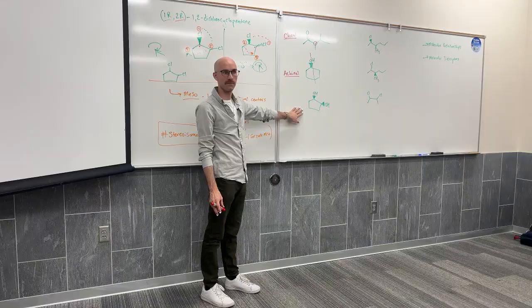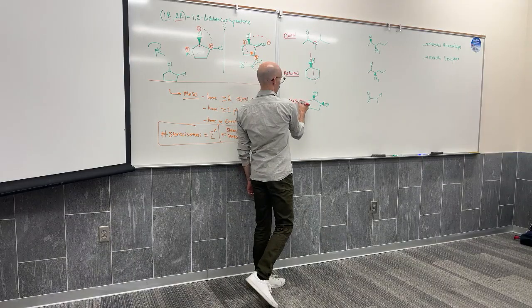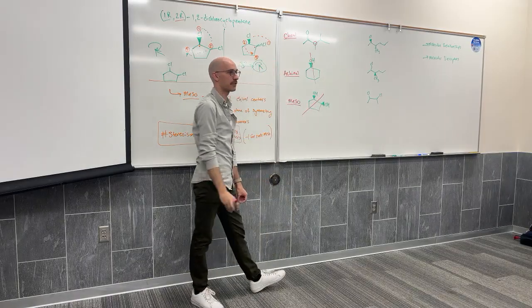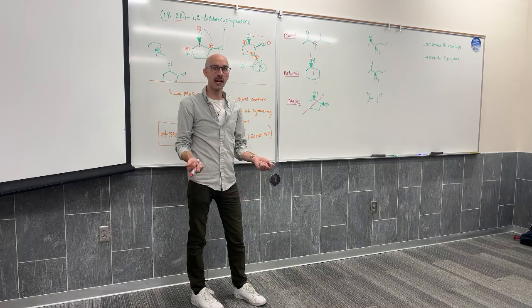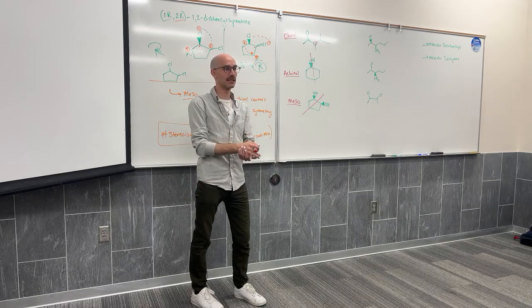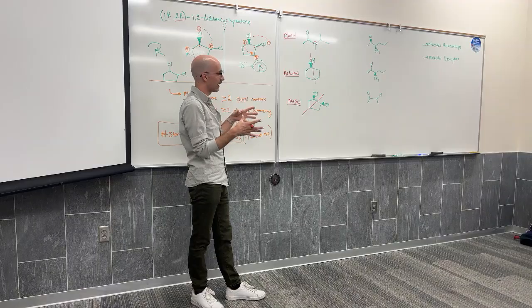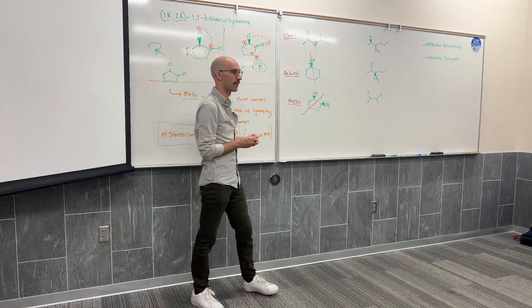This one? Meso. Because it has 2 chiral centers, and those chiral centers are symmetric to one another. The 2 chiral centers reflect in. So it creates an achiral molecule that has chiral centers, meso compound.